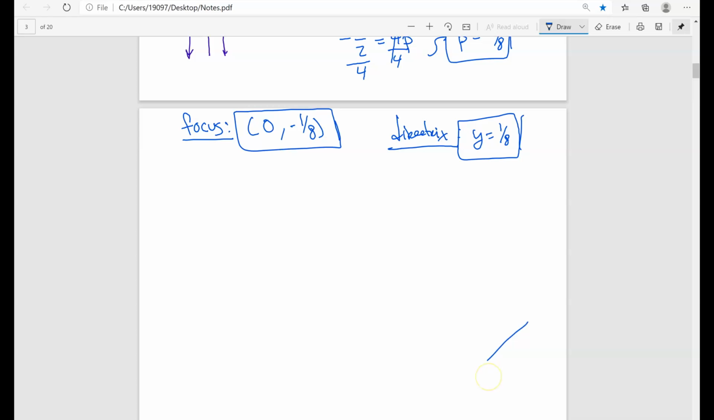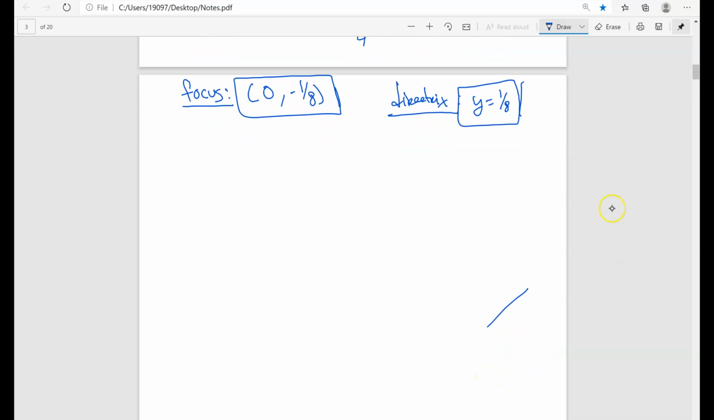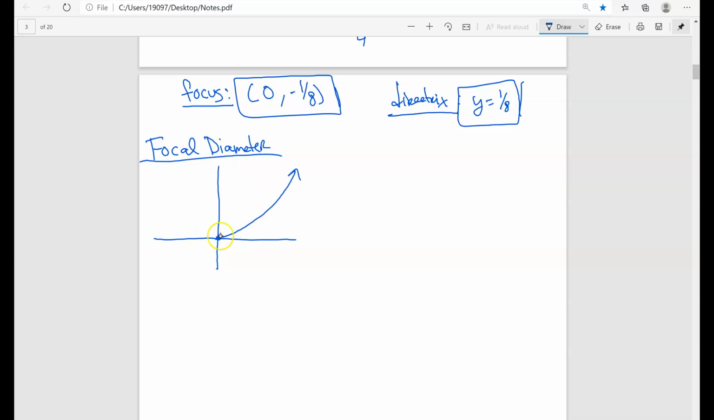So something else that this parabola has is something called the focal diameter. So let's talk about that really quickly. So focal diameter. Okay. So basically, if I were to have this parabola that looks like this at the origin, and you have this directrix right over here. Okay, so you have the directrix, y equals p. Well, here is the value of the point (0, p). So the point (0, p) is right there.